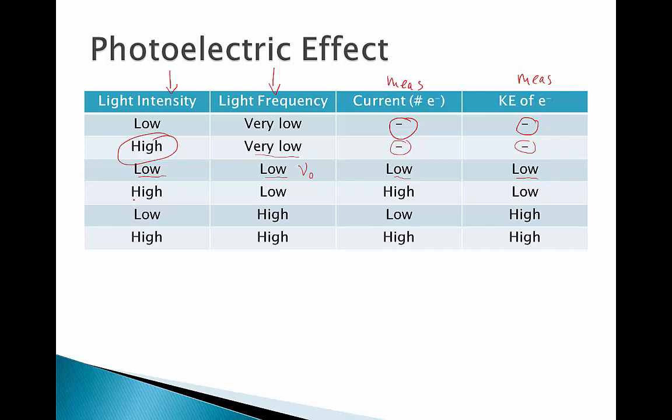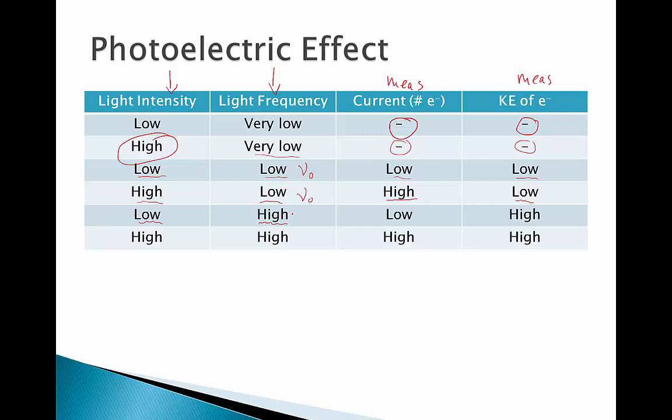So now what we're going to do is ramp up that intensity. Now we have really high intensity, but we're going to keep that frequency low, but still above the threshold frequency. Now what we see is the current is high. Our needle goes really, really high for current, but the kinetic energy of those electrons that get ejected is still pretty low. So let's do another experiment. Let's make the light intensity low again. It's a really dim light, but now we're going to really ramp up our frequency.